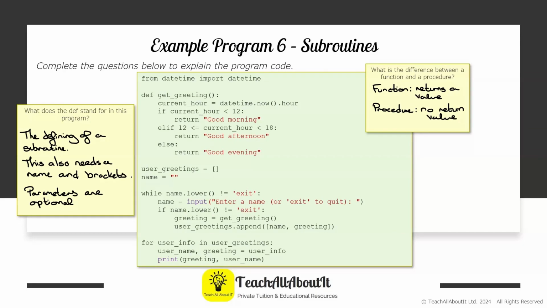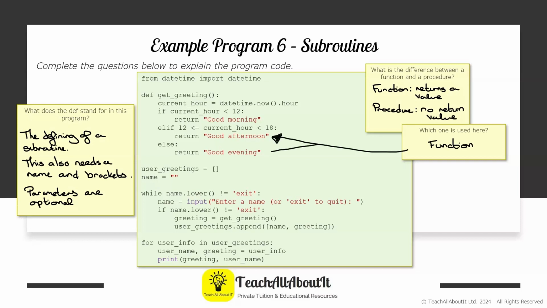Procedures are really helpful. They're great for things like menus. But return values, so if you need to calculate a value or create a value that you want to use somewhere else in the program, functions are there for that. So in this case, the one that's used in this particular example is a function, because you can see we're using the keyword return. This will also happen in pseudocode. So if you see the word return being used, you know it's a function.